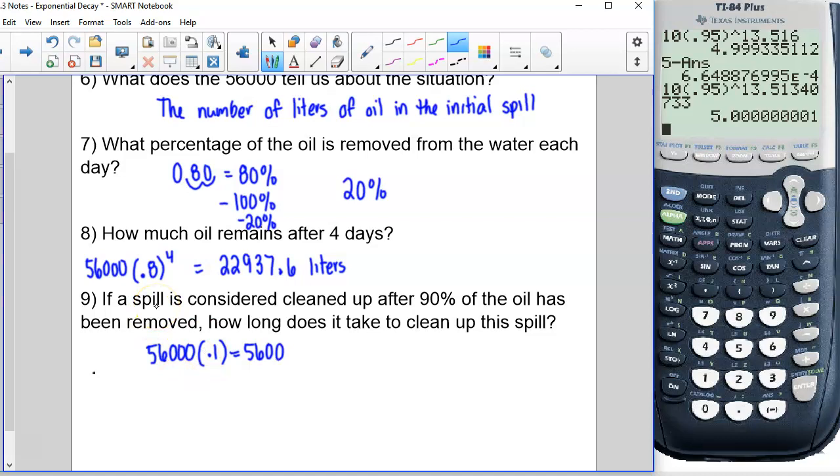Good. So if we get down to 5,600 liters of oil, which still sounds like a whole lot, but it's better than 56,000, I guess. So if we get all of that up, then the spill is considered cleaned up. You can send all your workers and boats and stuff home. Okay? So how are we going to figure this out?